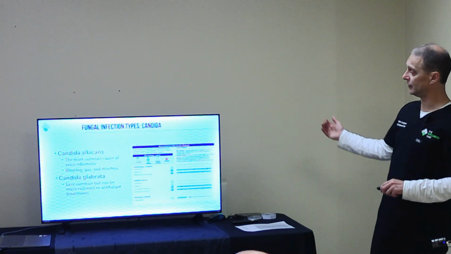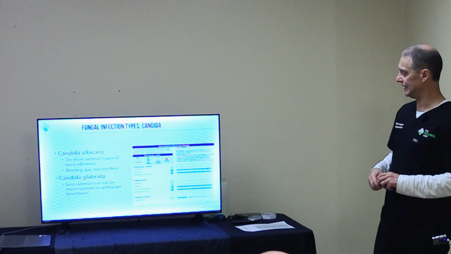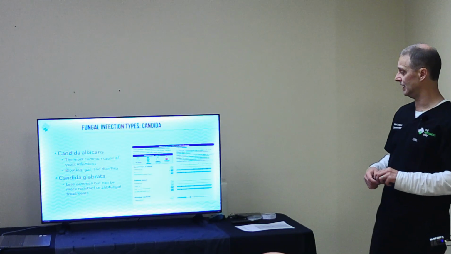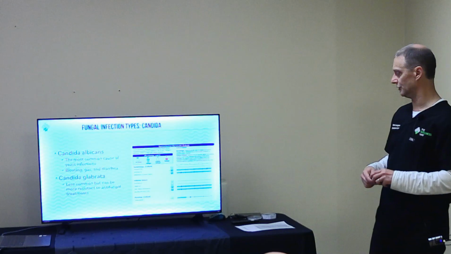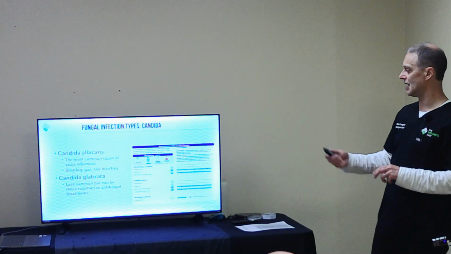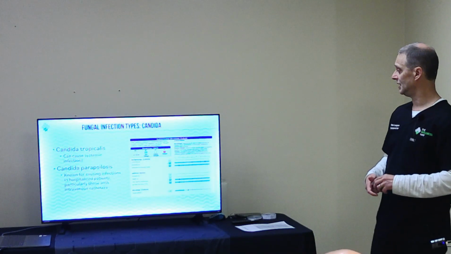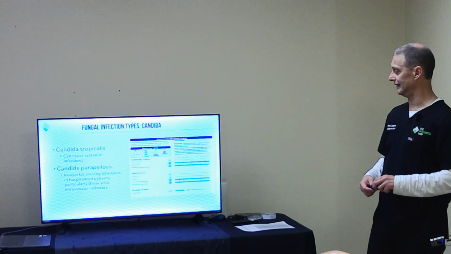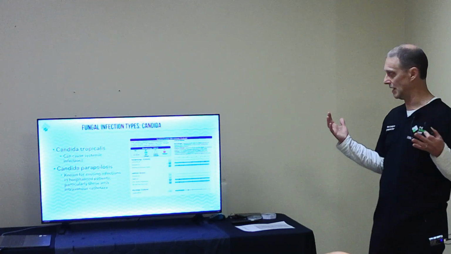So some different types of Candida infections. Candida albicans is the most common cause of yeast infections. You'll see bloating, gas, and diarrhea. There's Candida glabrata. That's another type that we can see. Less common, but is more resistant to antifungal treatments. We'll see something called Candida tropicalis, and that can cause a systemic infection. So a yeast infection all over the body.